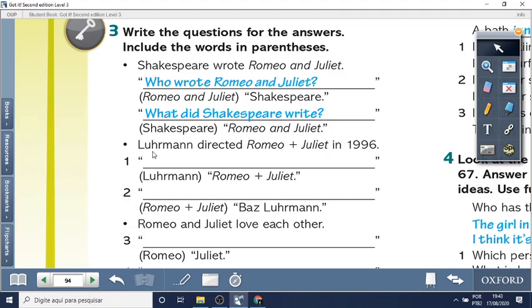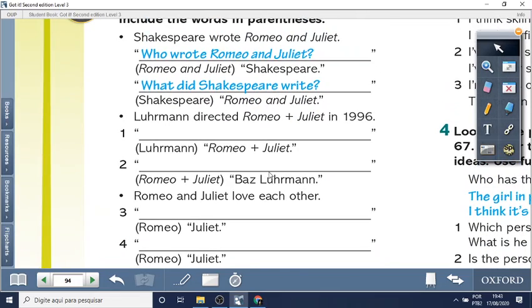Okay, so we have here, Luhrmann directed Romeo and Juliet in 1996. The answer is Romeo and Juliet. And you have to use this question here as a subject, okay? This word here as a subject. So try. We'll talk about it next class.